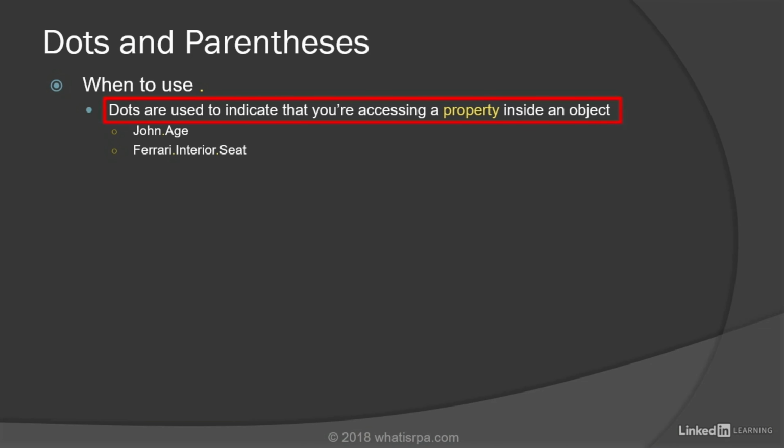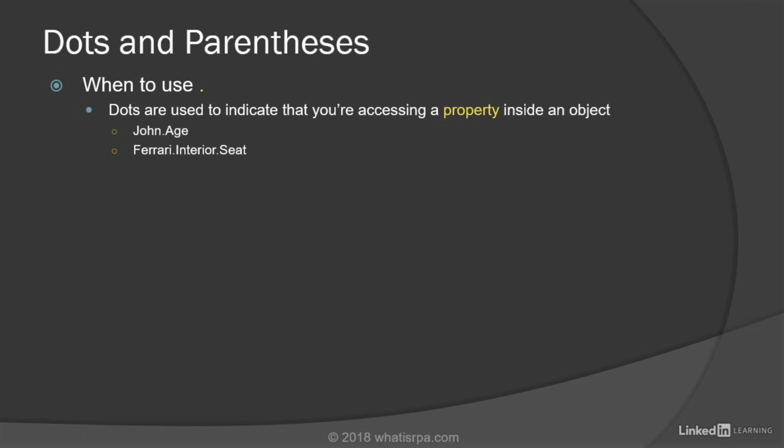Basically though, dots are used to indicate that we're going to access a property inside of an object. So we first write the name of the object, then we type the dot, and after that dot, we type the name of the property we're interested in using. So for instance, here my object is John, and I want to get John's age, so I'm going to type john.age. And I can either set the age to a certain value doing this, or I can get the current value of the age by using this same approach.